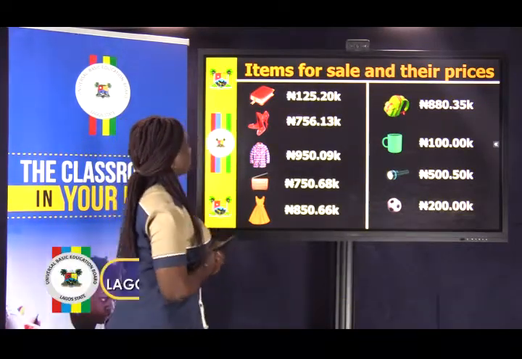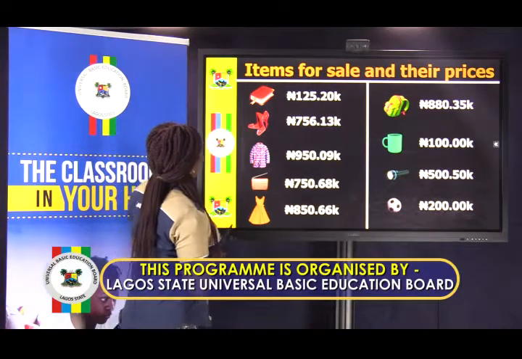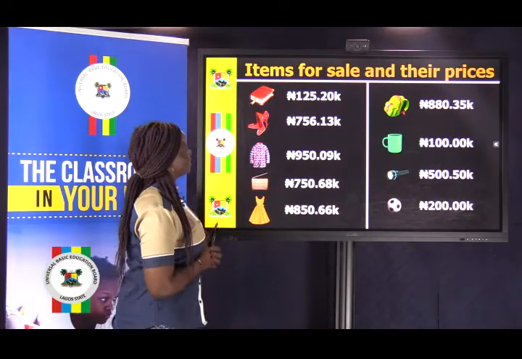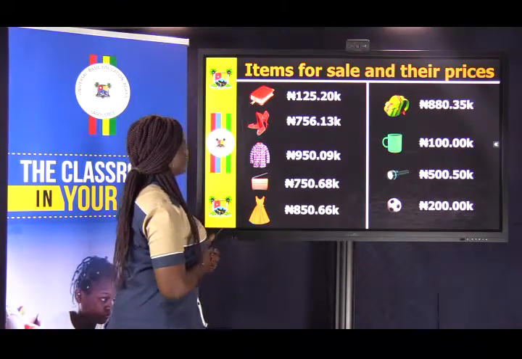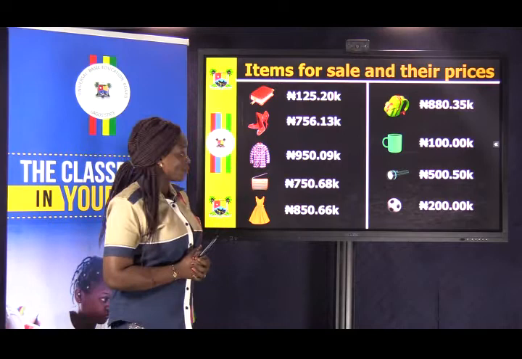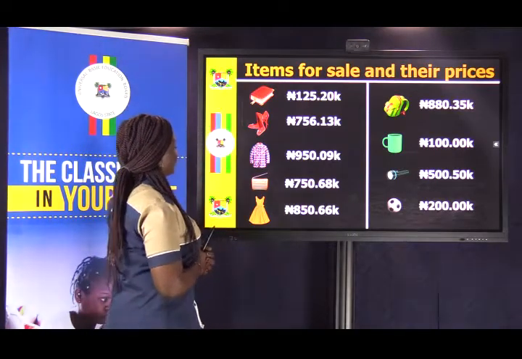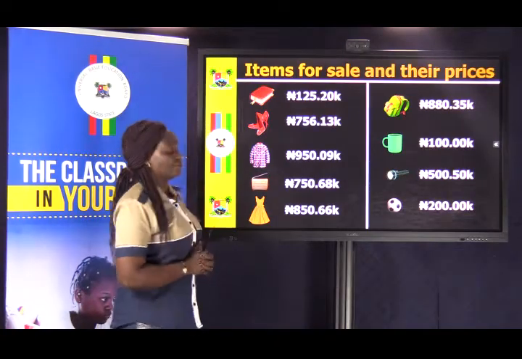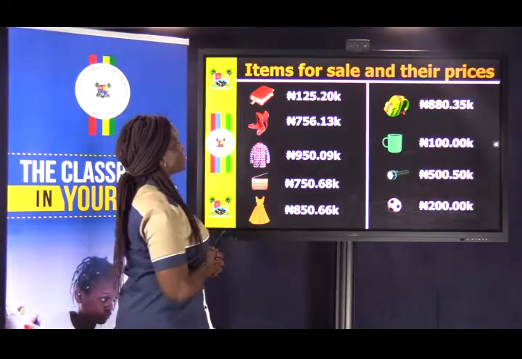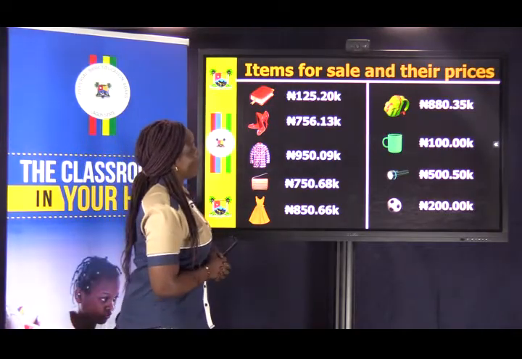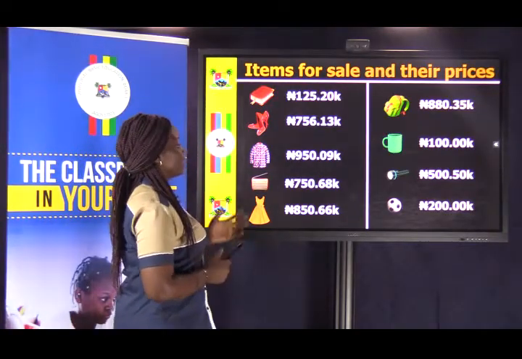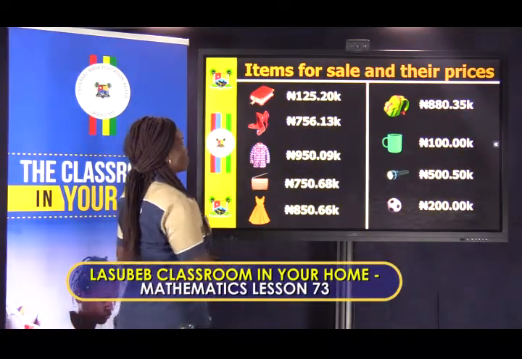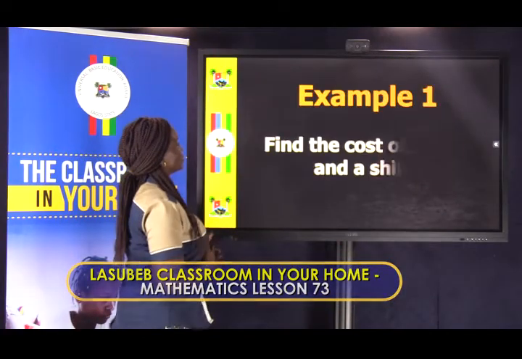A textbook, 125 naira 20 kobo. A pair of high heel sandals costs 756 naira 13 kobo. A shirt costs 950 naira 9 kobo. A radio costs 750 naira 68 kobo. A dress costs 850 naira 66 kobo. A school bag costs 880 naira 35 kobo. A cup costs 100. A torchlight costs 500 naira 50 kobo. And a ball costs 200 naira. Those are the things we will be buying.